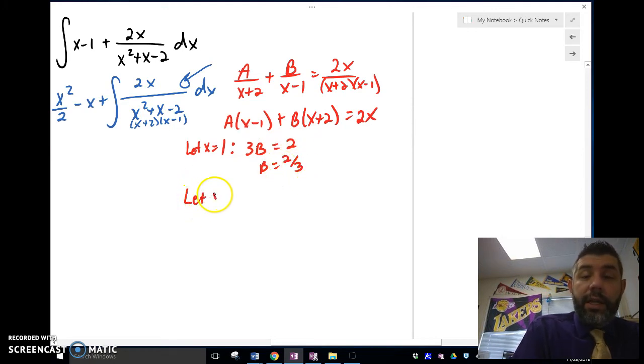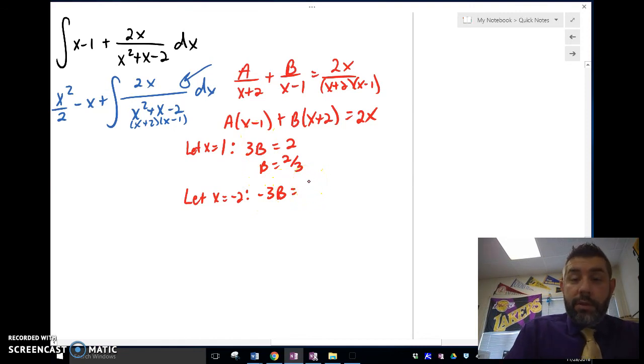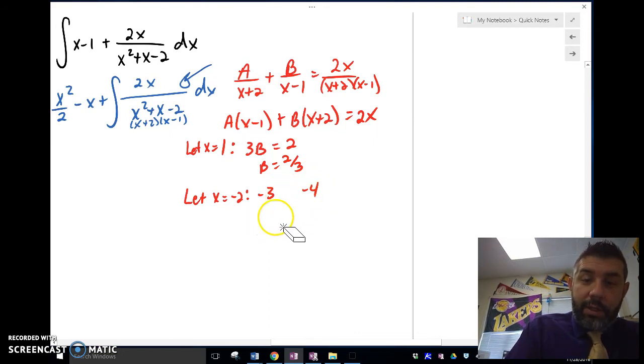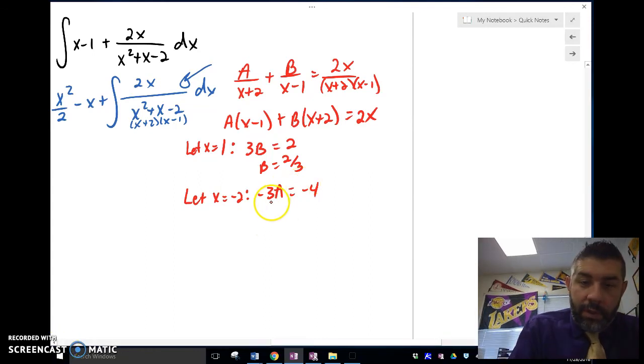And I'm going to say let x equal negative 2, which is going to give me negative 3A, which is 2 times negative 2, which is negative 4. I keep putting that B. It should be A. All right, so then A is going to be 4/3.